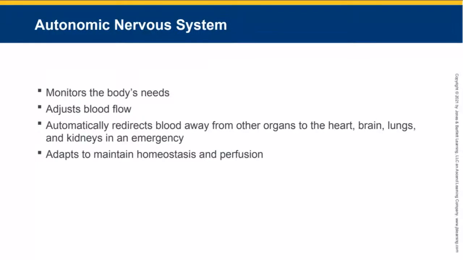Now, the autonomic nervous system. The autonomic nervous system monitors the body's needs and adjusts blood flow, automatically redirecting blood away from other organs to the heart, brain, lungs, and kidneys in an emergency. And it adapts to maintain homeostasis and perfusion.